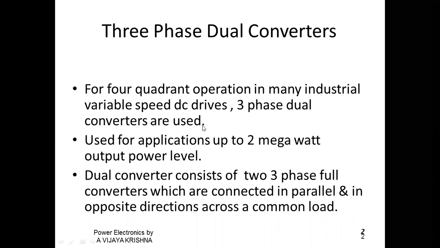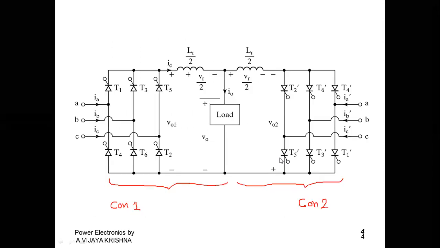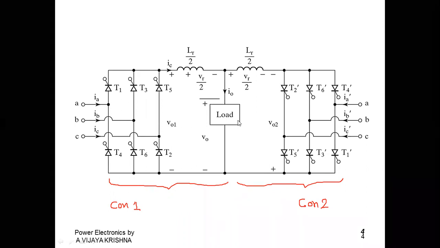Here, the dual converter consists of two three-phase full converters which are connected in parallel and in opposite directions across a common load. Now, if you observe the circuit, this is the converter 1 circuit with 6 thyristor switches, and also the converter 2 circuit with 6 thyristor switches. In the middle of the two circuits, we connected a general load. We have two functional modes of operation: the non-circulating current mode and the circulating current mode.